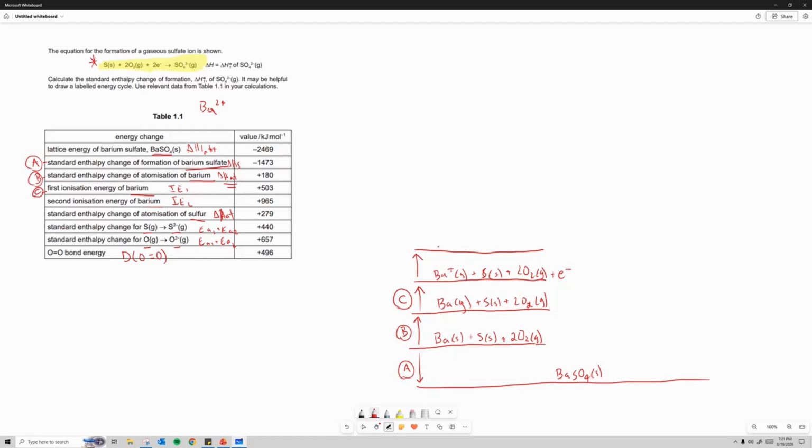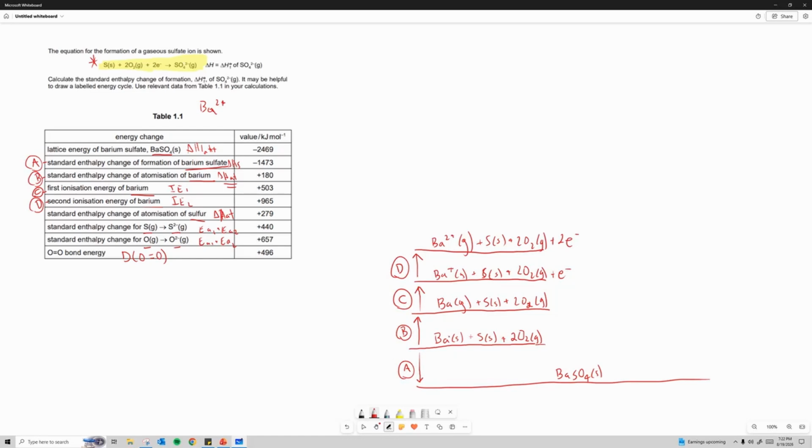Then going from barium plus 1 to barium plus 2, plus the sulfur, plus the oxygen, plus 2 electrons. Now, because I removed the second electron, this is the ionization energy of barium, but the second one, which I have right here. We're going to call that D. So this is going to be D right here.